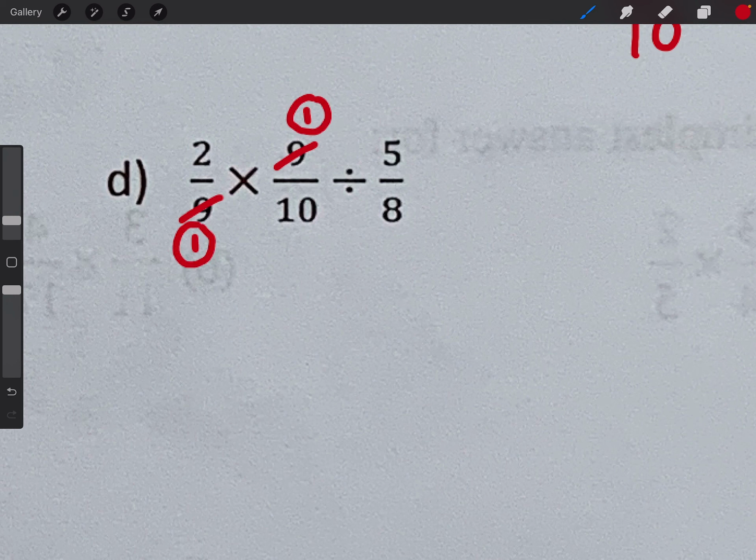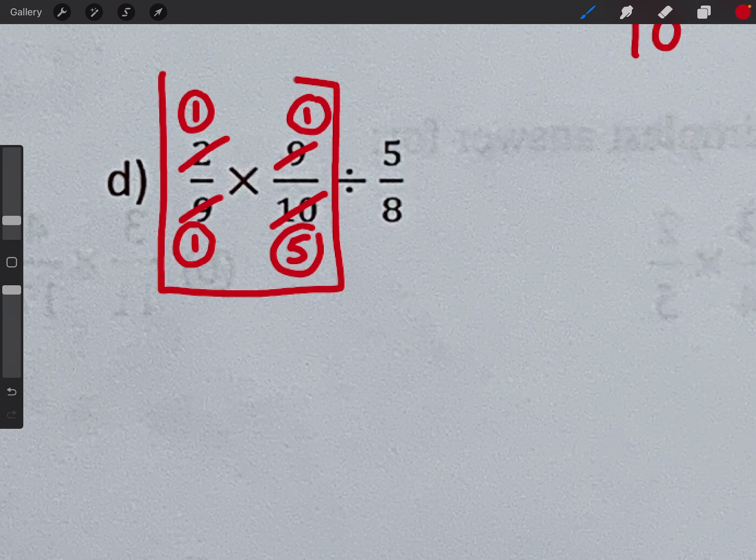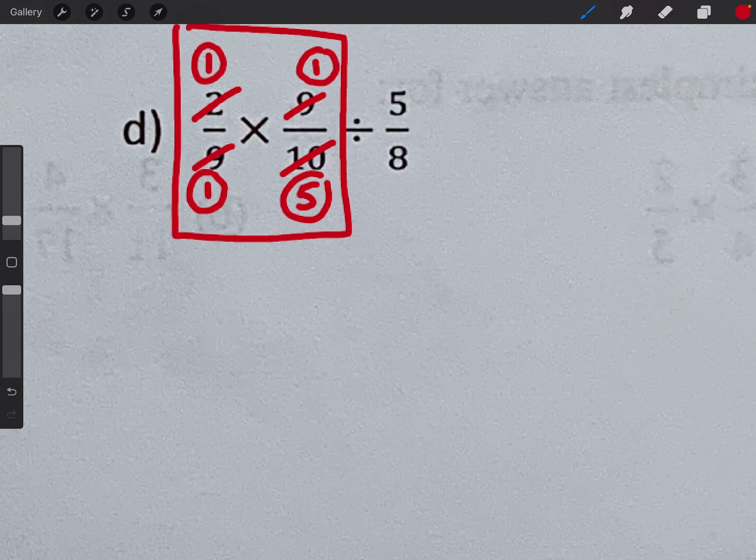Now I can look at the 2 and the 10. I can see that they're both even numbers, so I can divide them both by 2. 2 divided by 2 is 1. 10 divided by 2 is 5. Alright, let's multiply it now. So we're going to work on this first, and we'll deal with the division later. So 1 times 1 is 1. 1 times 5 is 5. And there's your answer for the first part.